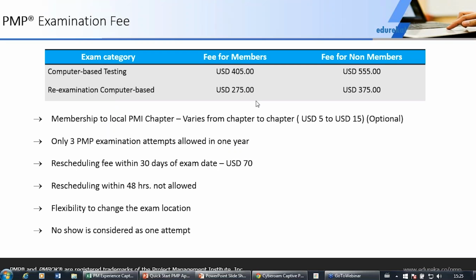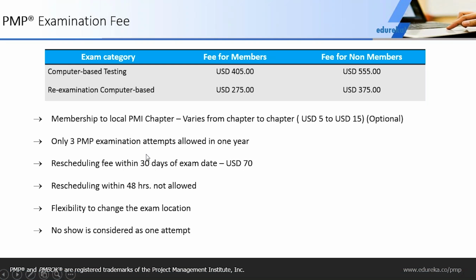Coming to the payment, there is always some confusion on this part. Some people think it is $555, some people say it is $405. Yes, both are right, but it depends on the membership status. A lot of people have the option of getting this reimbursed from their company, but their companies may say, we will not reimburse your PMI membership fee, we will reimburse only the PMP examination fee. In that case, I have seen a lot of people go straight for the PMP examination fee.